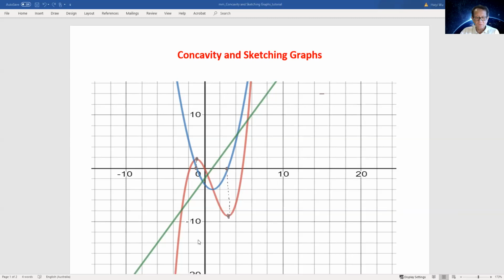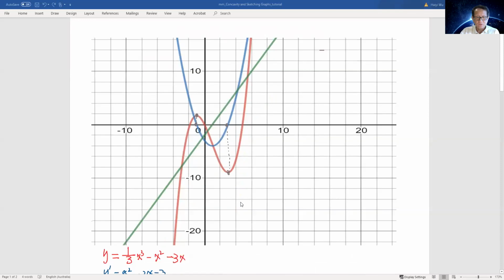So the first one is red. The red actually is a cubic function. I put that cubic function as one third of x to the power 3 minus x squared minus 3x. That's the red.